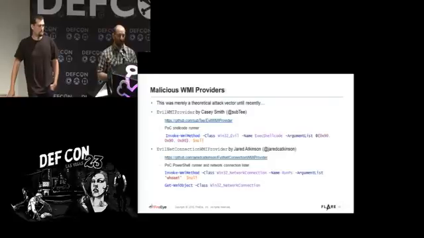What Casey did was he created a malicious WMI provider in the form of just a shellcode runner. So what you would do is take his .NET DLL and install it with install_util.exe.